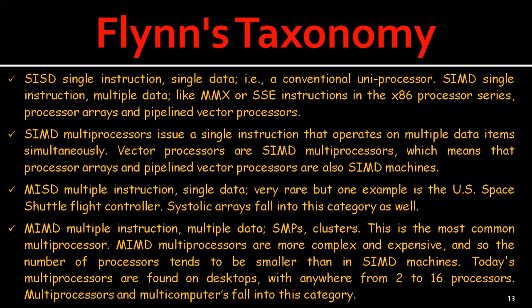And the fourth one is MIMD, multiple instruction, multiple data, such as SMPs and clusters. This is the most common multiprocessor. MIMD multiprocessors are more complex and expensive, so the number of processors tends to be smaller than in SIMD machines. Today's multiprocessors are found on desktops with anywhere from 2 to 16 processors. Multiprocessors and multi-computers fall into this category.